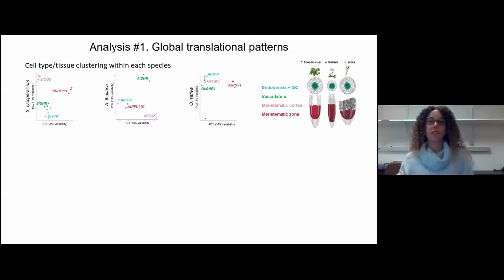So we started our first analysis of global translational patterns by examining each species individually. Before we compared between species, we wanted to make sure that the samples are clustered based on cell identity. So in these PCA plots for each species individually, each dot represents a biological sample, and it is colored by one of the 4 cell types that we were using. These PCA plots confirm the expected clustering pattern in each of the species, except for rice vasculature.